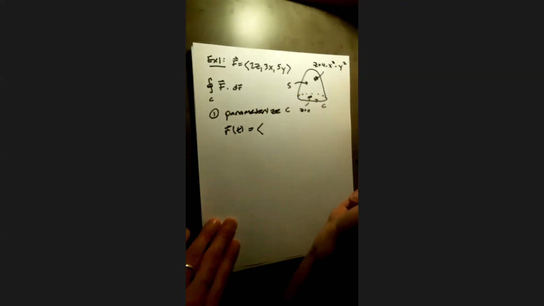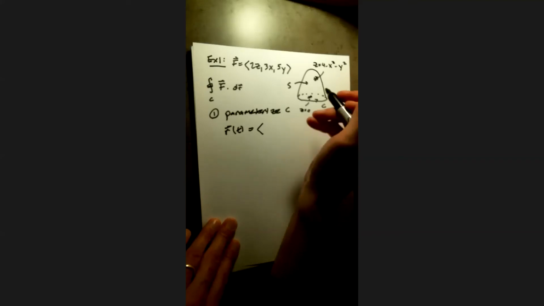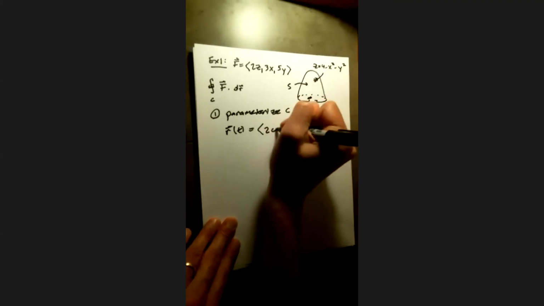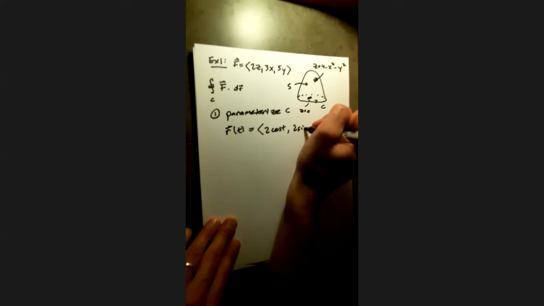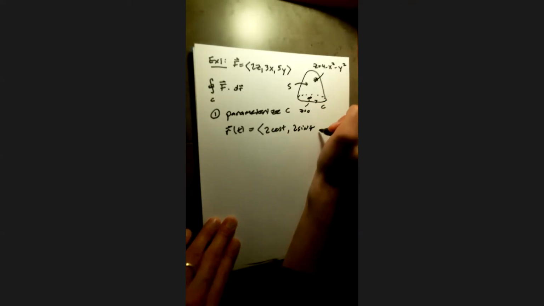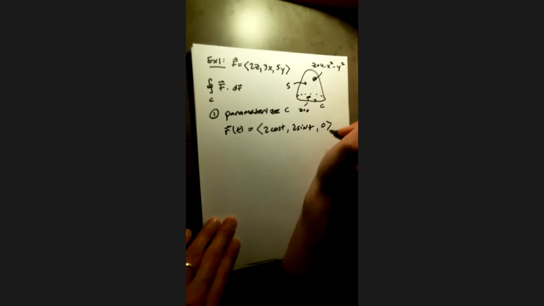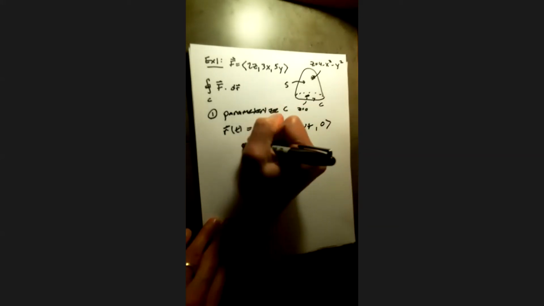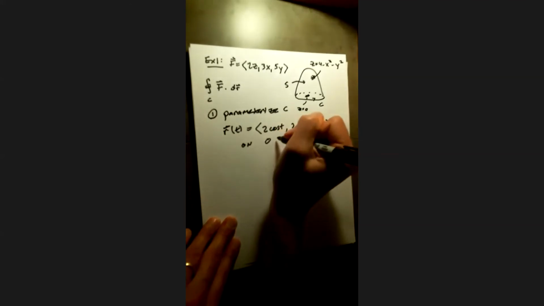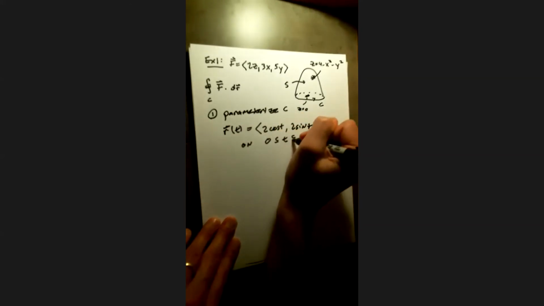And so how do you parameterize this? Two cosine t, two sine t, and 0. 2 cosine t, 2 sine t, because it's a circle. And then we have a 0 because we want the circle to live on the xy plane. And this would be for t between 0 and 2 pi.